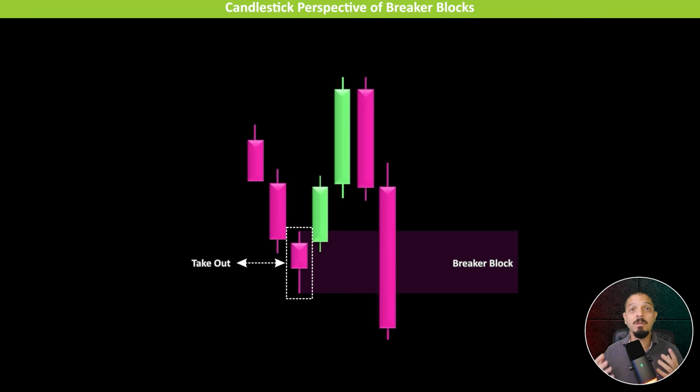That candle usually breaks below or sweeps the liquidity of the lowest point of the previous candle. In a bullish diagram, we would highlight this red candle as the breaker block because it is the final bearish candle before price launches into a sharp upward movement after sweeping the previous low.